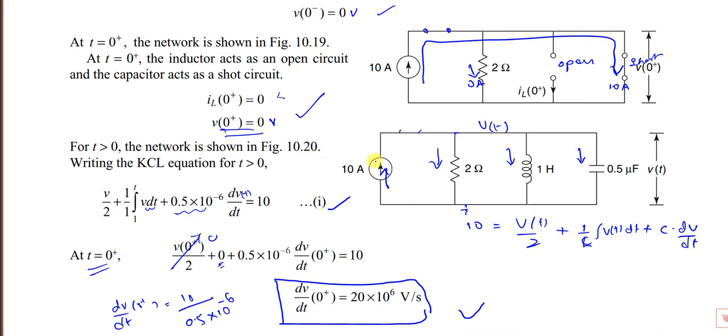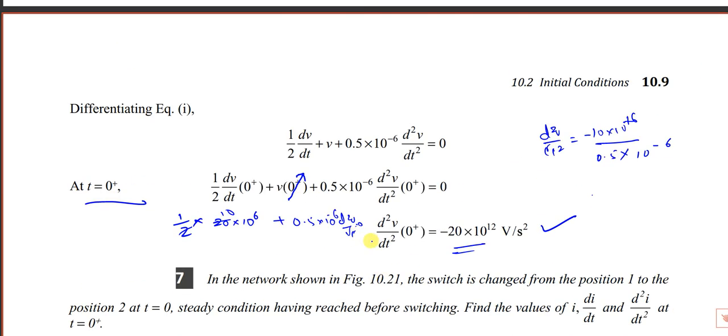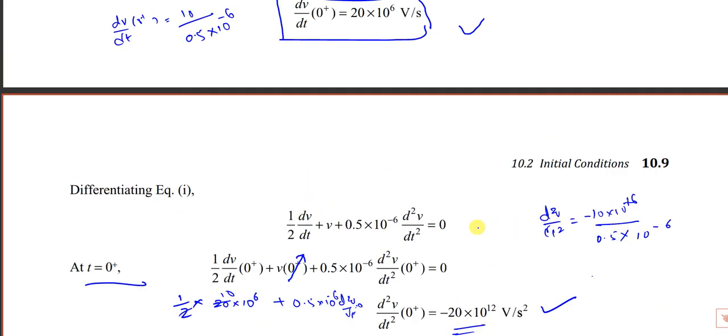And for t greater than 0 apply KCL. For that you remember the table I showed, and you have to do this carefully because you have to substitute dv by dt in the next equation. So don't make any mistake here. If you make any mistake here, in the next step also you're going to get a wrong answer.